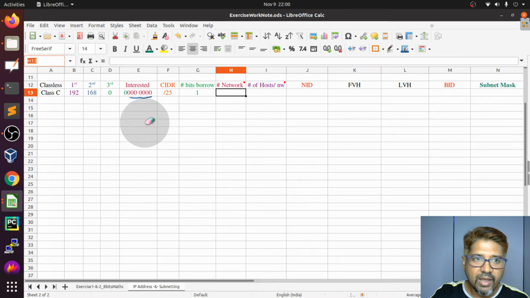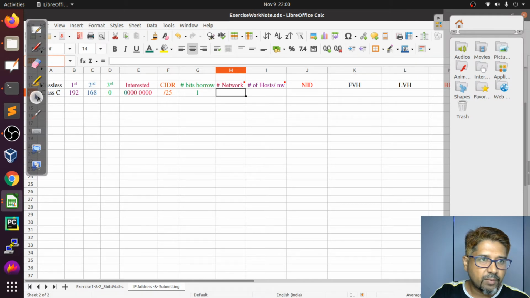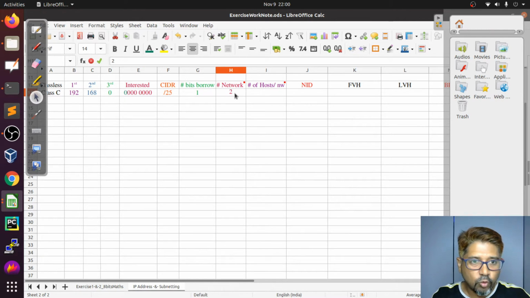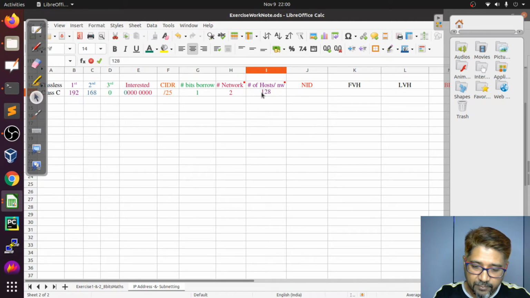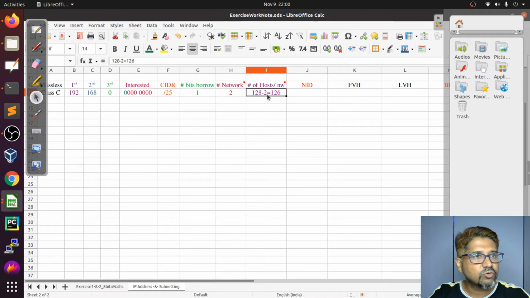I'm going to erase this and keep this update. So let's update it. How many networks? 2 networks. How did we get that? 2 to the power 1 borrowed bit, and 2 to the power 7, the remaining bits, gives hosts per network. We have 2 equal networks, and in each network we have 128 minus 2, which gives you 126 valid hosts. The first IP belongs to the network IP and the last IP belongs to the broadcast IP.